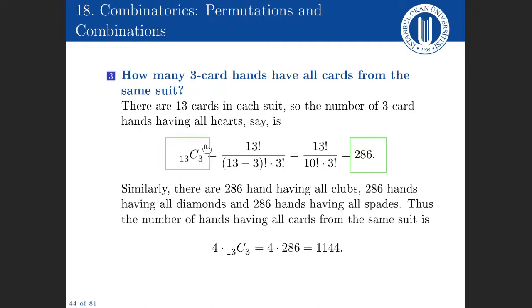But there are also 13 clubs in a deck of cards, so the calculation must be the same. There's also 286 3-card hands which are all clubs, 286 3-card hands which are all diamonds, and 286 3-card hands which are all spades. We want to do 286 plus 286 plus 286 plus 286, or 4 multiplied by 286, which is 1,144.